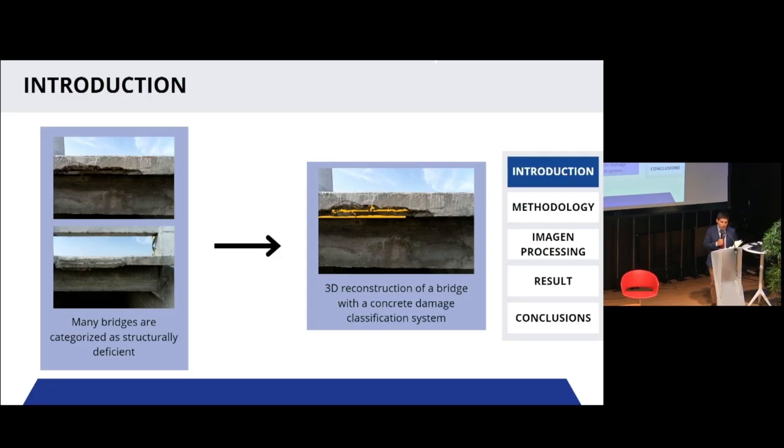Timely detection and measurements of damaged elements are crucial because we need to maintain the infrastructure of a country. And why? Because infrastructure means communication between cities, and also the economy of a country. The main objective of this research is to get a 3D reconstruction of a bridge with a concrete damage classification system. As you can see in the right image, we can see in yellow parts the damage classification.